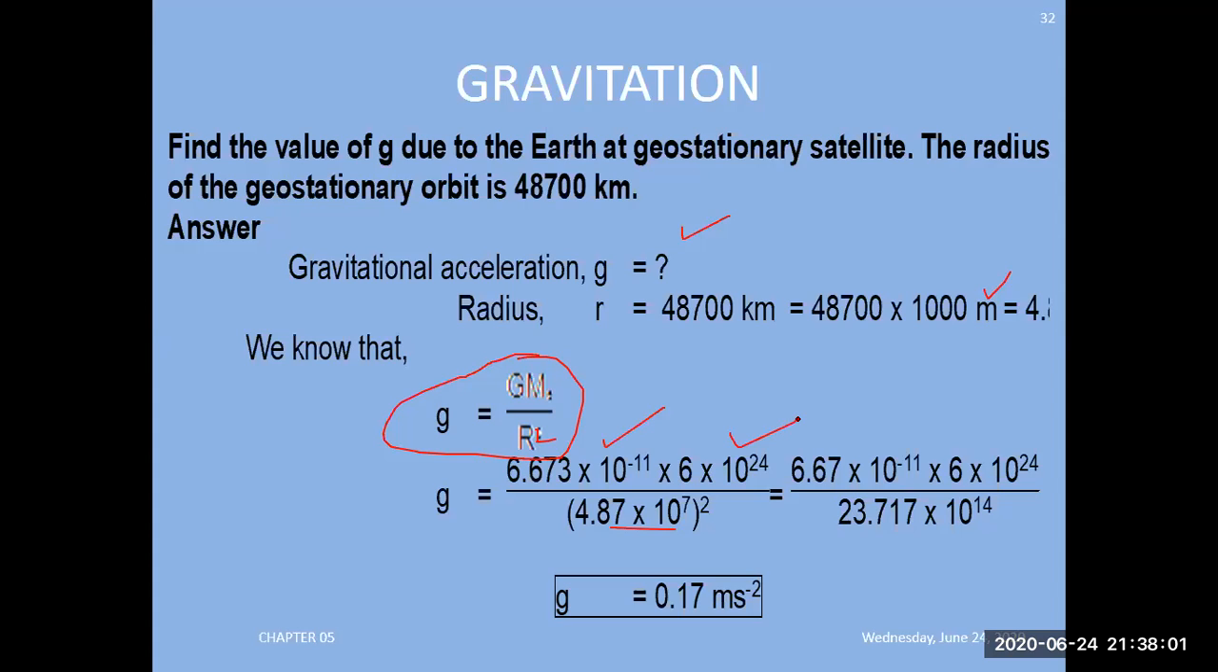After putting all values, you get the value of g due to Earth at the geostationary satellite. So this is the answer to calculate. To find the value of g, you need the mass of the Earth and you need the radius of the planet. So after putting the values, you have calculated.